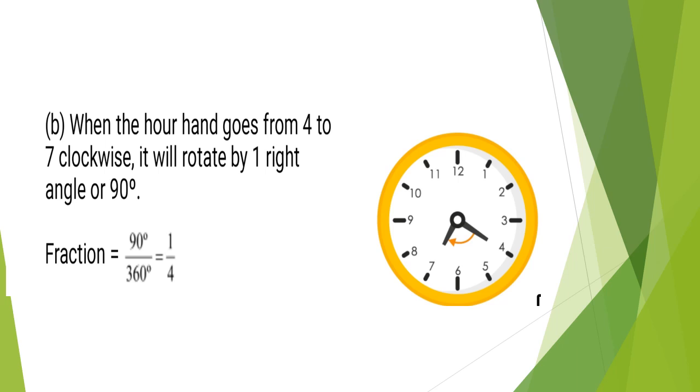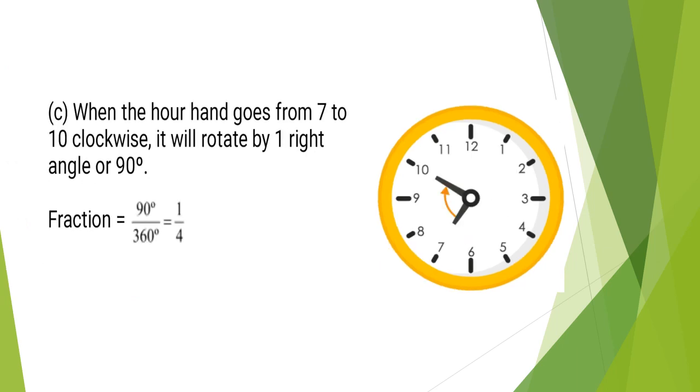Question B, 4 to 7. So when the hour hand goes from 4 to 7 clockwise, it will rotate by 1 right angle, that is 90 degrees. So the fraction is equal to 90 degrees upon 360 degrees, that is 1 upon 4.